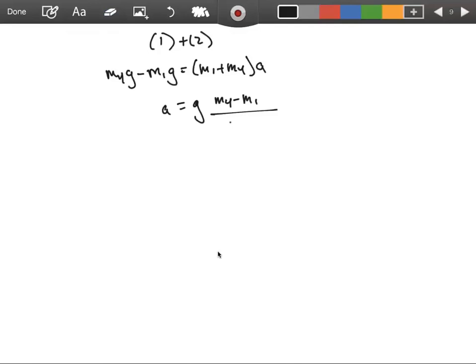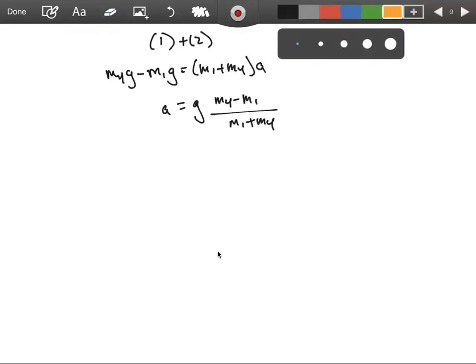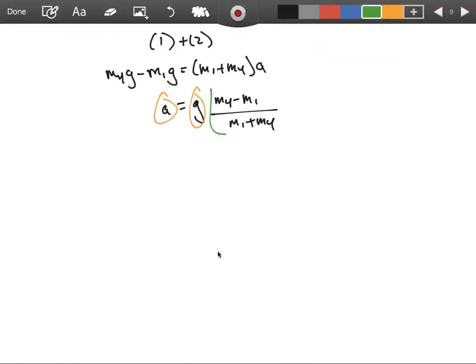So I'm going to take equation 1 plus equation 2. In this case, I'm going to get M4G minus M1G is equal to M1 plus M4 times A. Solving for A, that's going to be equal to G times M4 minus M1 divided by M1 plus M4. Just to check the dimensions are correct, I have acceleration, great. Dimensionless, good. So acceleration is equal to acceleration. Plugging in my numbers, my acceleration works out to 1.63 meters per second squared.